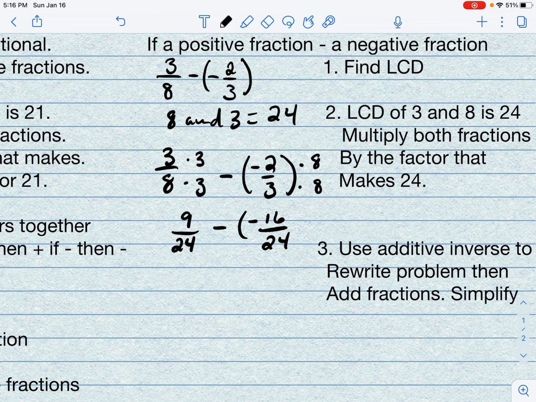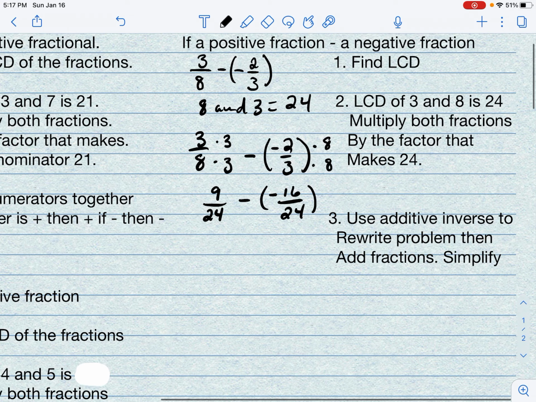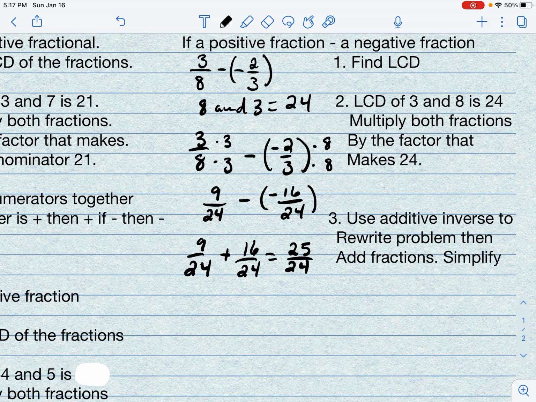Okay, now when it's a positive minus a negative, you're actually adding them together. So we use the additive inverse. So this would be 9/24 plus 16/24. 9 plus 16 is 25 over 24. So there we have solved. We've added them together, and our outcome is 25 over 24.